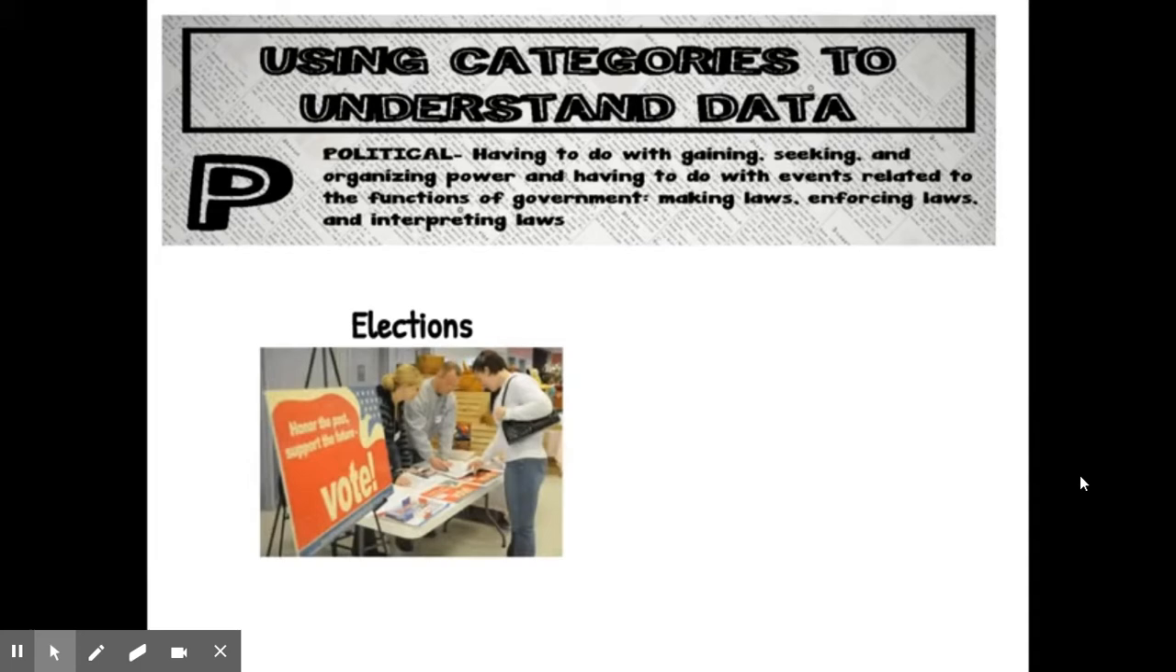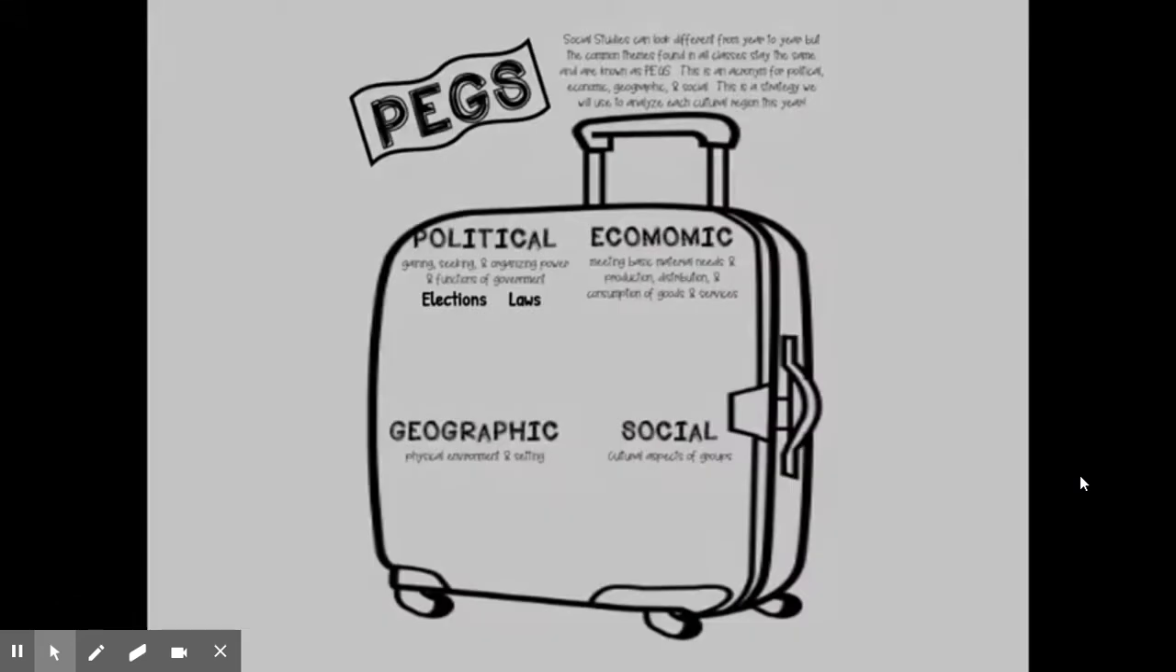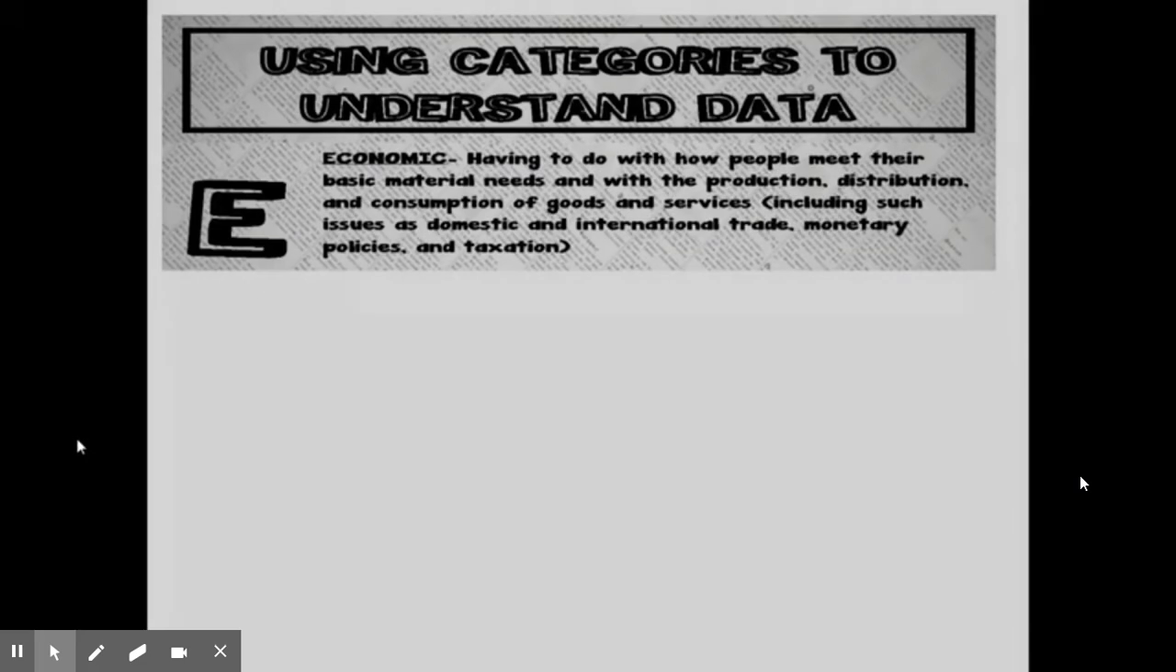But he also has some other things. Elections, of course, we're having ours this year over our president, and laws. So those are also a part of P for political in PEGs. So Mr. Babbs did this graphic organizer, and each time we go over a part of the acronym PEGs, he put this into that graphic organizer.